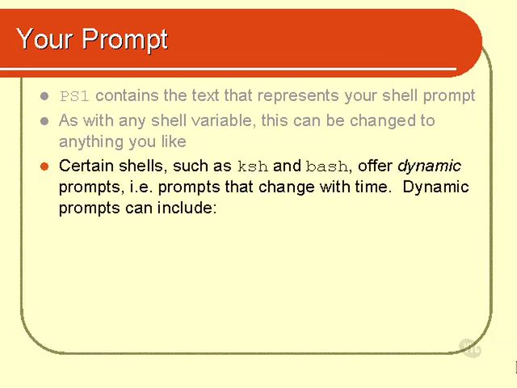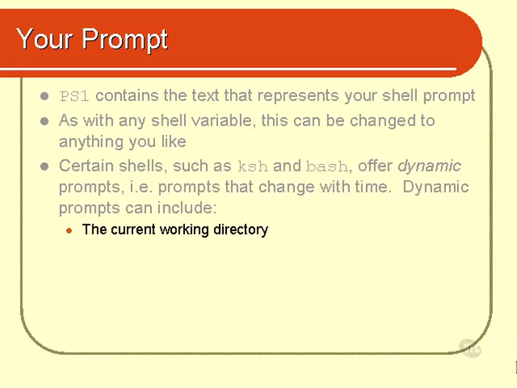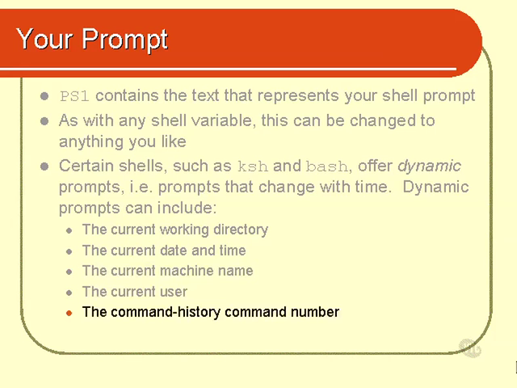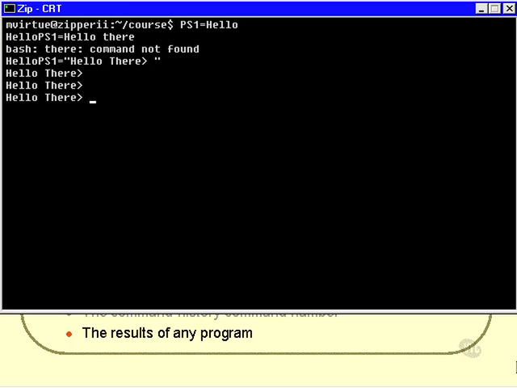And the things that you might want to include in a dynamic prompt might be the current working directory. Well, we've seen that already. The current date and time, you can have that in there as well. The current machine name, the current user, the current command history number, or the results of any program. Note that most of these will work in the bash. Sorry, all of these will work in the bash because that's what I'm demonstrating them in. But they won't necessarily work in any other shell. So let's try them.